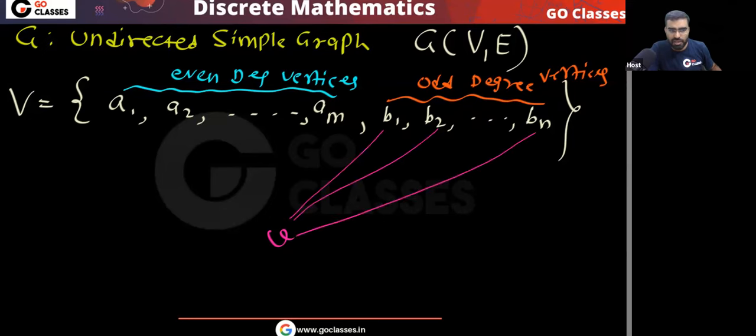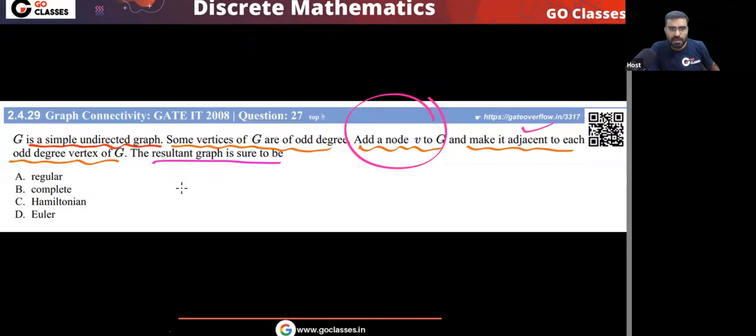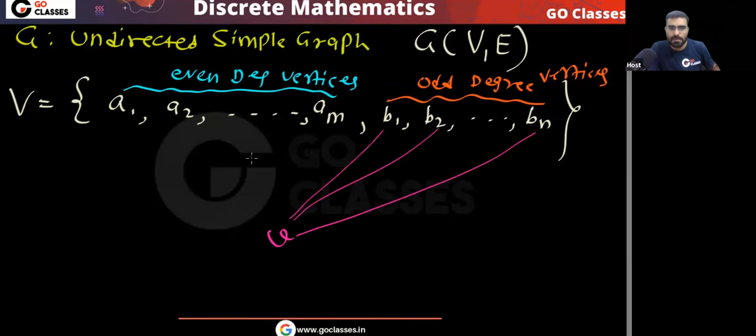Now you tell me, the question is asking, what can you say about the resultant graph? First of all, these are already even degree vertices. Tell me, after you add this vertex, will they remain even degree vertices? I'm adding this new vertex V and making it adjacent to every odd degree vertex.